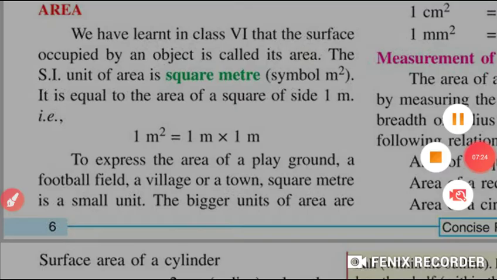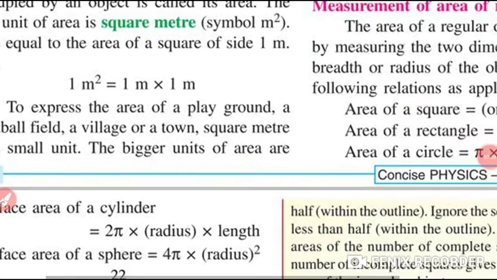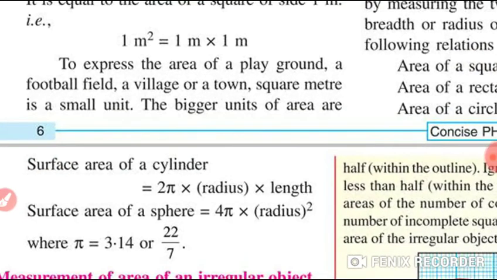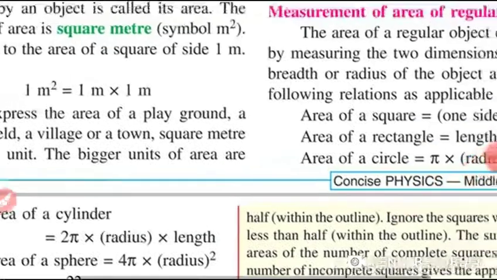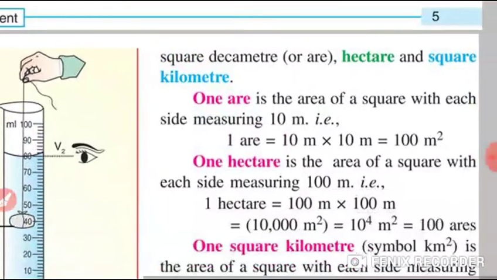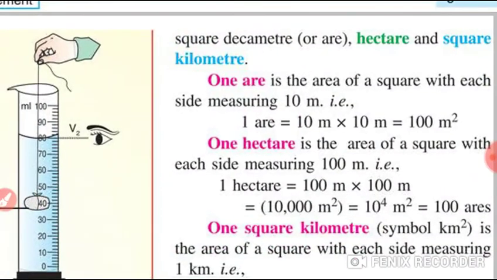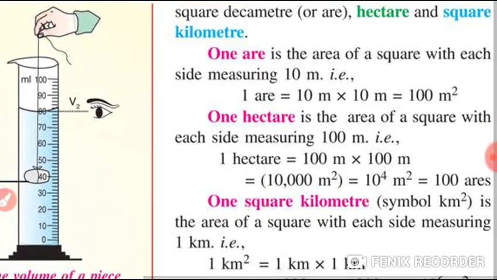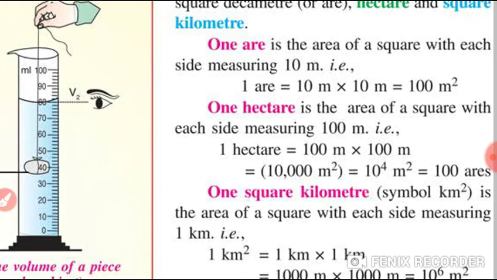To express the area of a playground, a football field, a village or a town, square meter is a small unit. The bigger units of area are what? I will tell you: square decameter or are, hectare, and square kilometer. 1 are is the area of a square with each side measuring 10 meter. That is, 1 are is equal to 10 meter multiplied by 10 meter. That means 100 meter square.